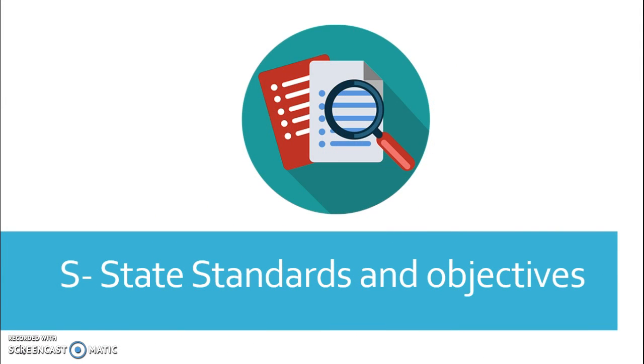The first S in the Assure model stands for state standards and objectives. In this second step, the teacher must know and understand state objectives and standards so that the instruction that is given will be a result of what learners will be able to do. Learning objectives are given to let learners know what they will accomplish.